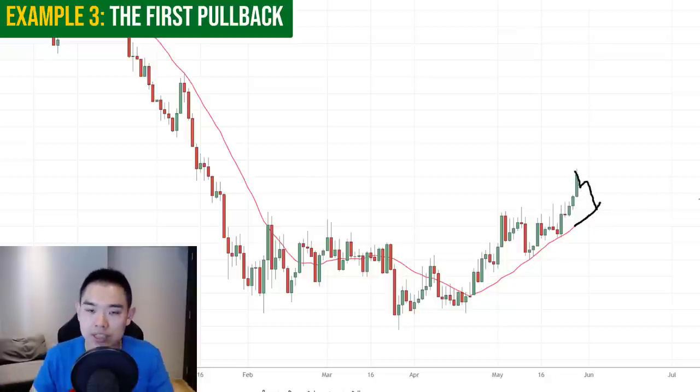Why is that? Because as it touches the 20 MA, this means the pullback has occurred. It has enough time to gather energy, to gather strength, and to stage the next wave up higher. So if you can retest back towards the 20 MA, and if it does break out higher, there'll be energy to continue up higher.